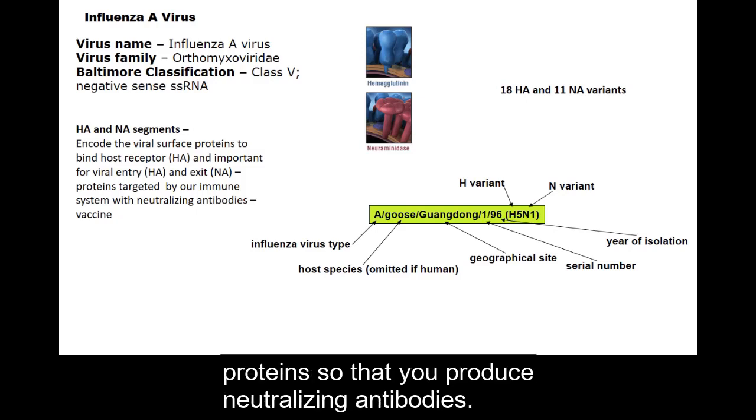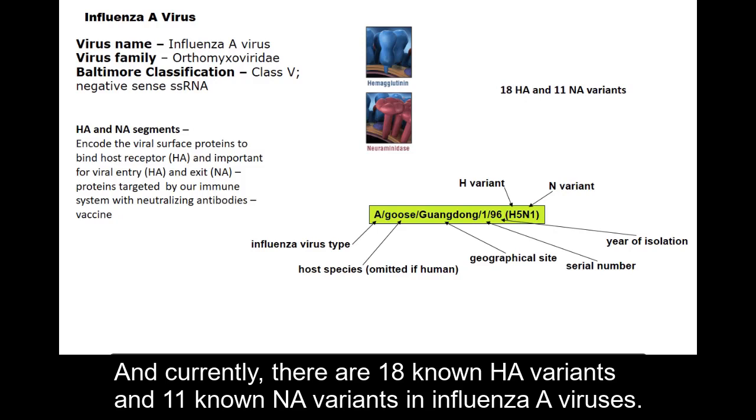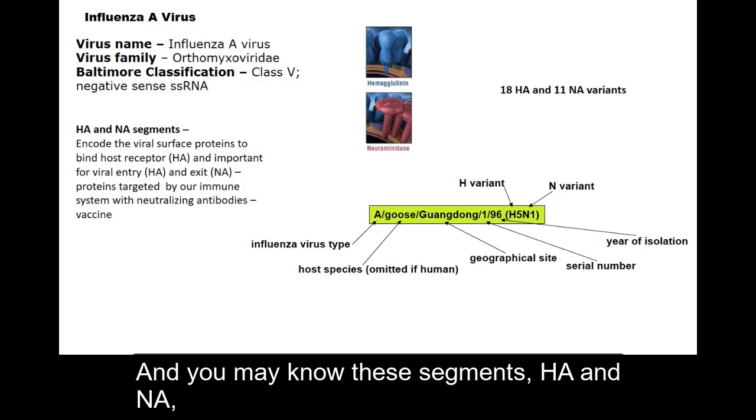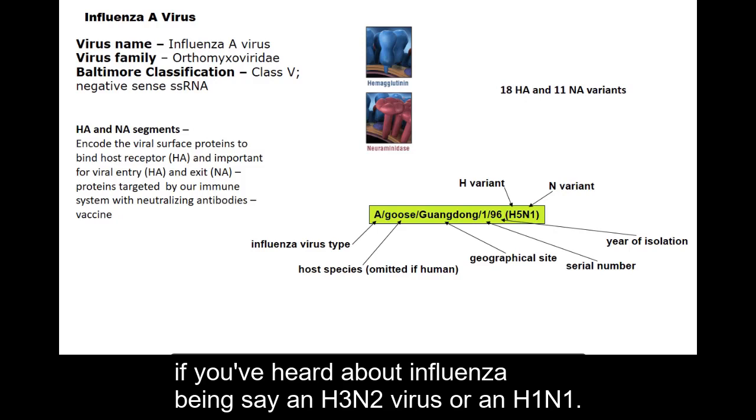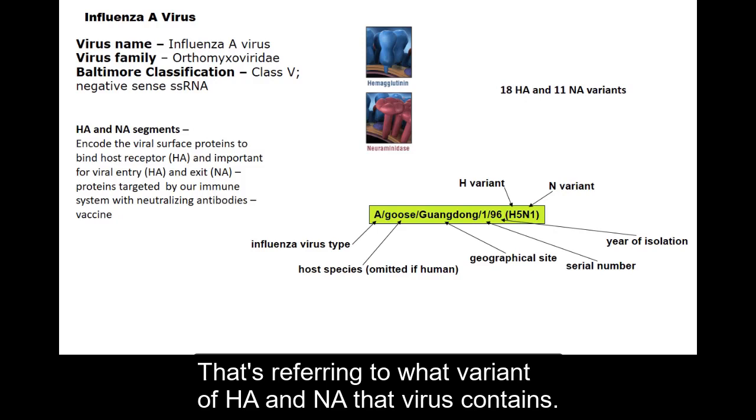produce neutralizing antibodies. However, these surface proteins are highly variable, and currently there are 18 known HA variants and 11 known NA variants in influenza A viruses. And you may know these segments, HA and NA, if you've heard about influenza being, say, an H3N2 virus or an H1N1. That's referring to what variant of HA and NA that virus contains.